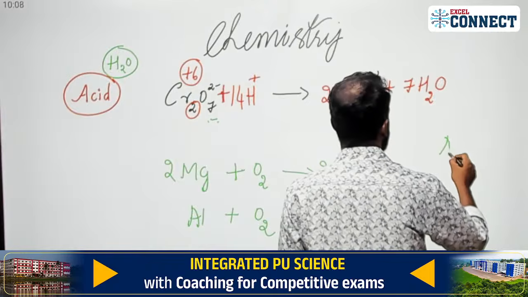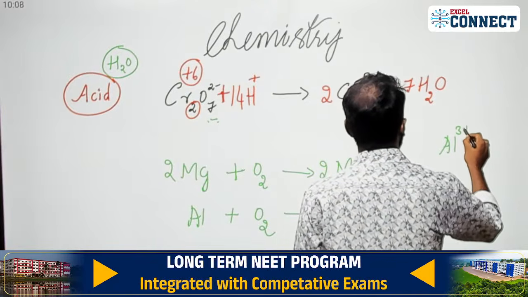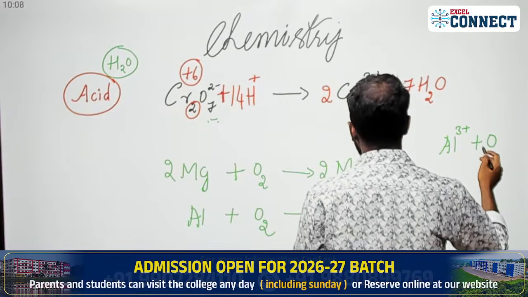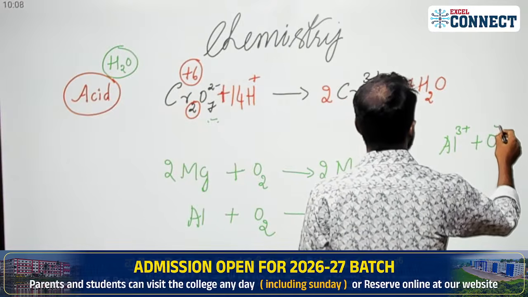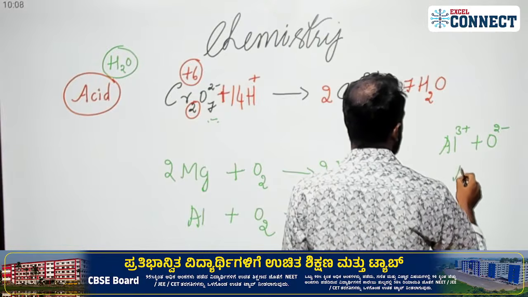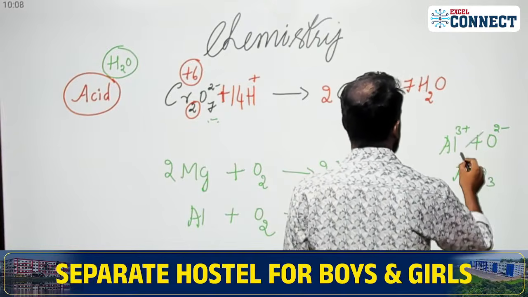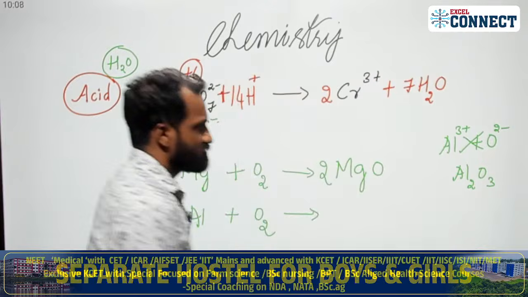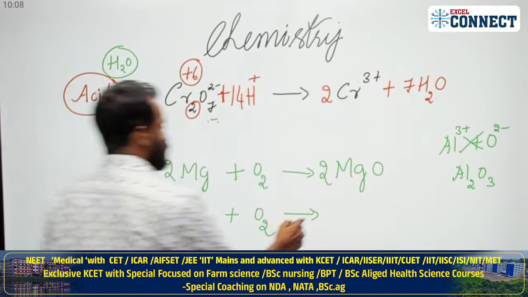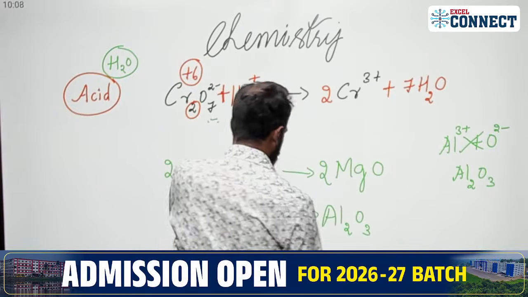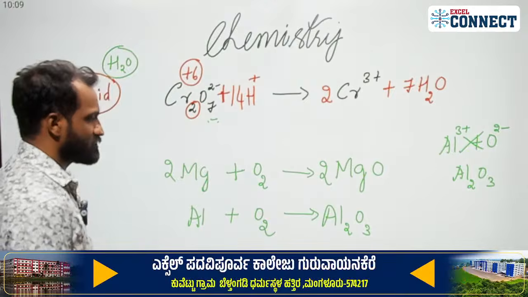Aluminum is Al3 plus, and oxide is 2 minus. That forms, my dear students, Al2O3. Remember, the charges are multiplied across. Understood? Al2O3. This is aluminum oxide. Correct?